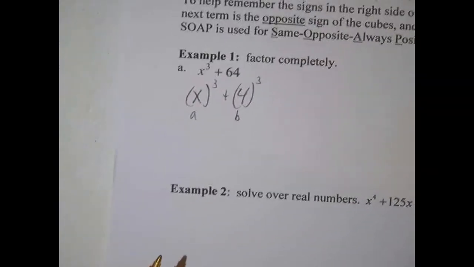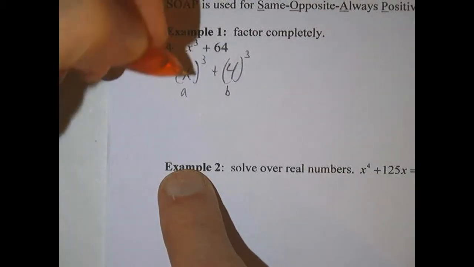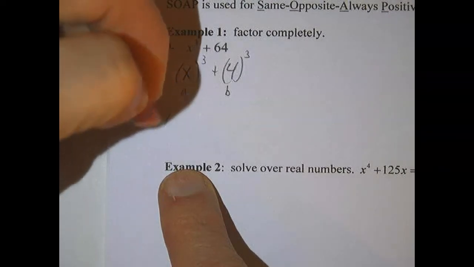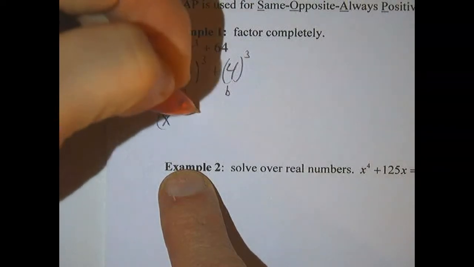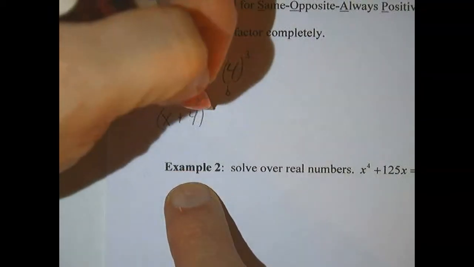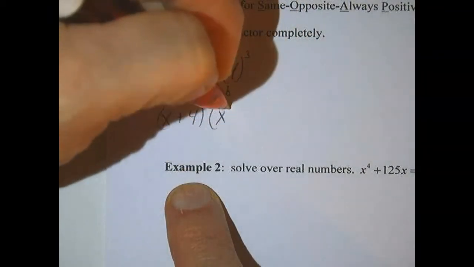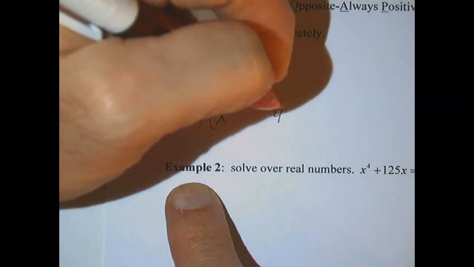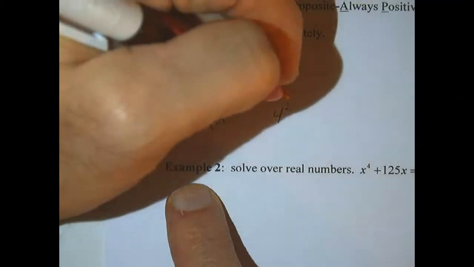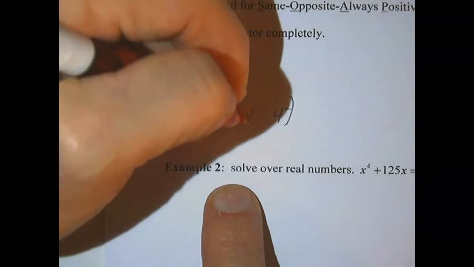All right, let's apply this one and see if we can factor this completely. So we have a and b, and we're going to put the x and the 4 at the beginning. X plus 4, because whatever this is, it's going to be the same in the first. Now the trinomial is the one where we have to put the x squared at the beginning and the 4 squared at the end. It's going to be 16. And then in the middle is the product of the two, so that's 4x.